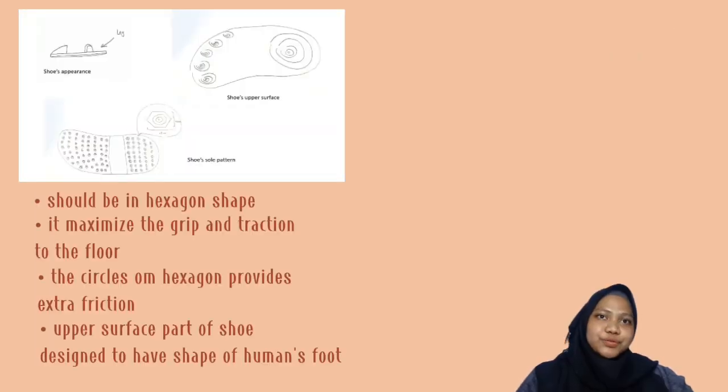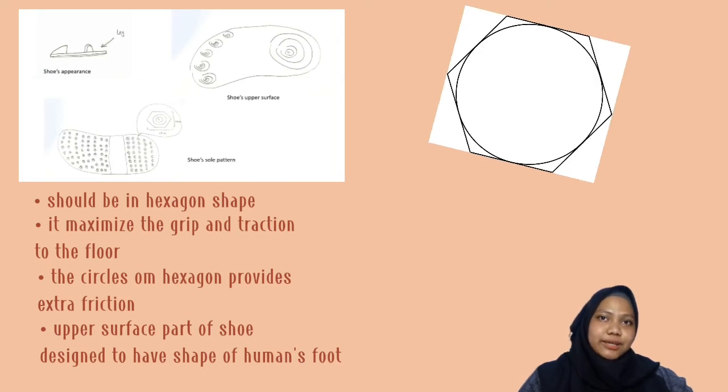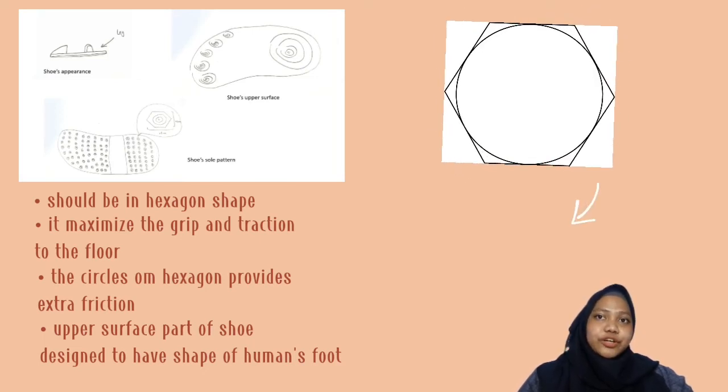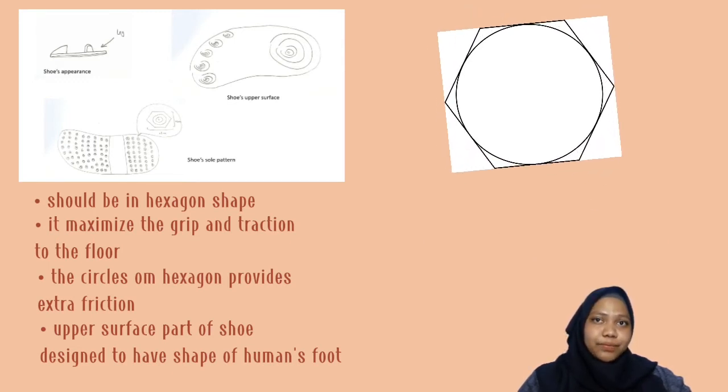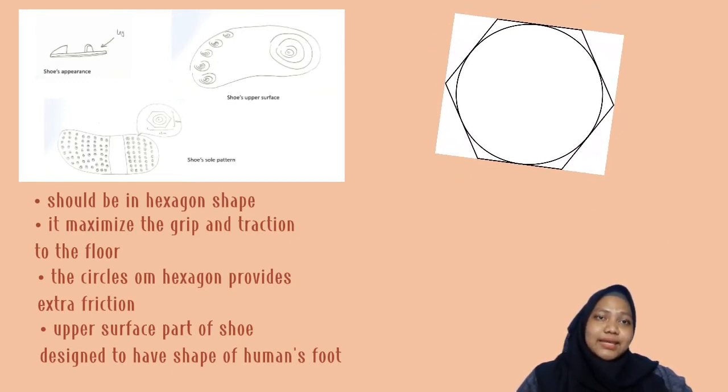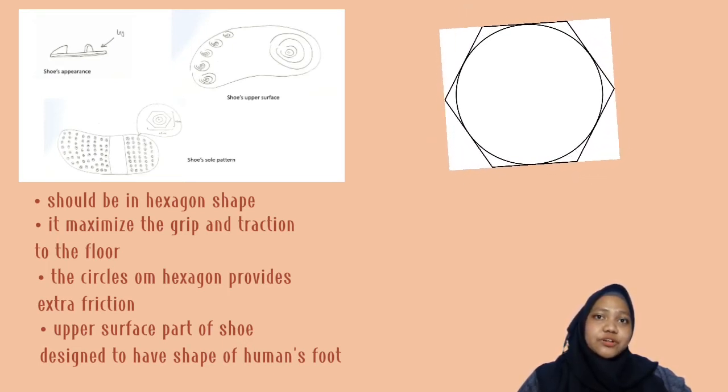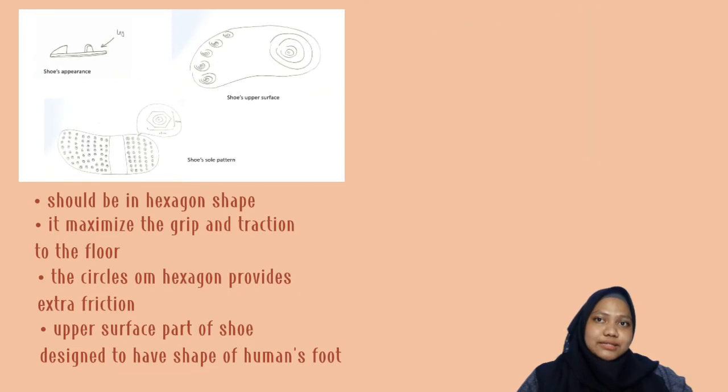The pattern of the shoe sole should be in a hexagon shape because it is good for avoiding water or any liquid from being trapped under the shoe, to maximize the grip and traction to the floor. In addition, the circles on the hexagons will also provide extra friction and slip resistance. The upper part of the shoe is designed to have the shape of a human foot to let the foot sit deeply in it.